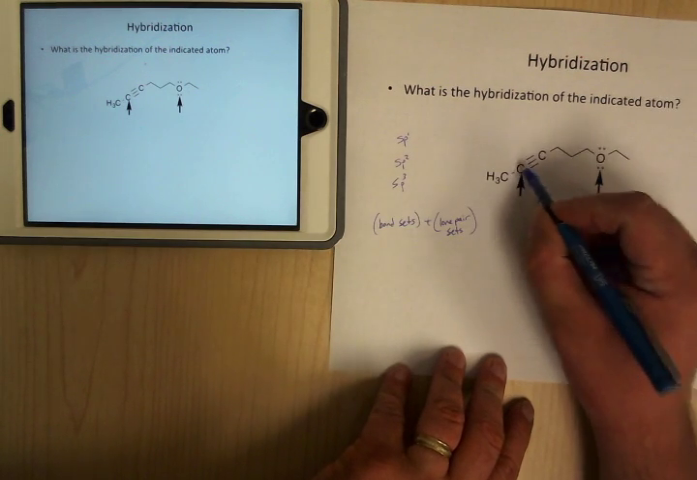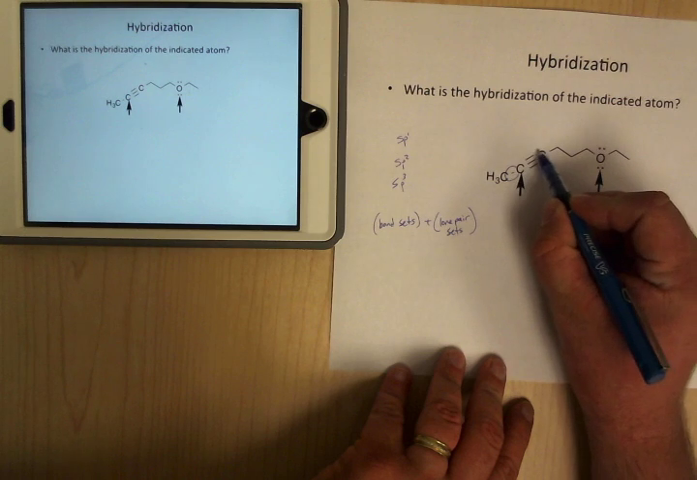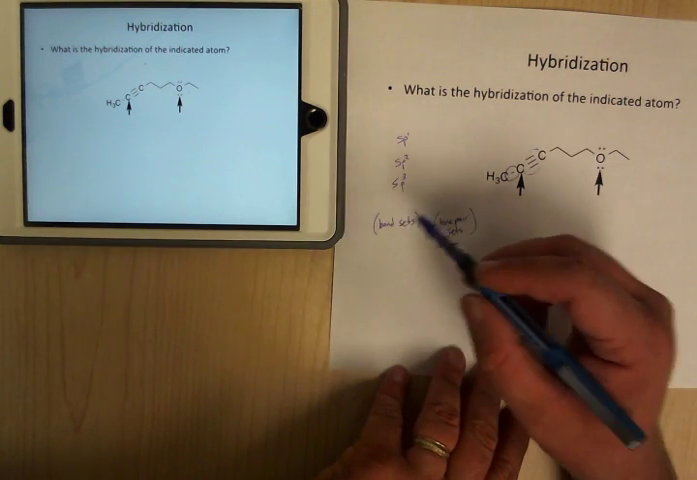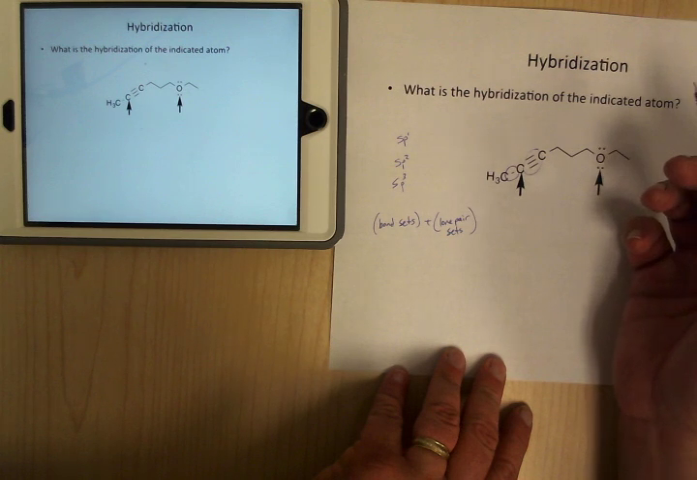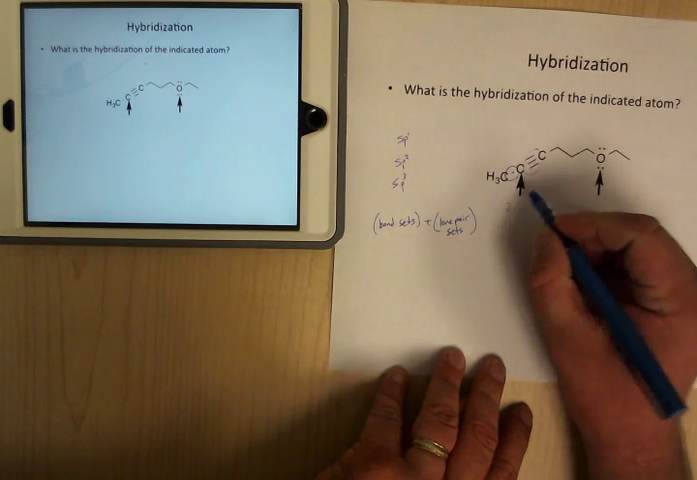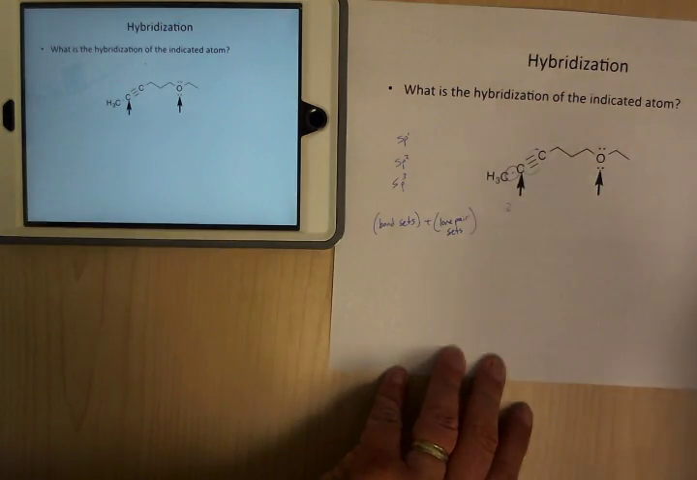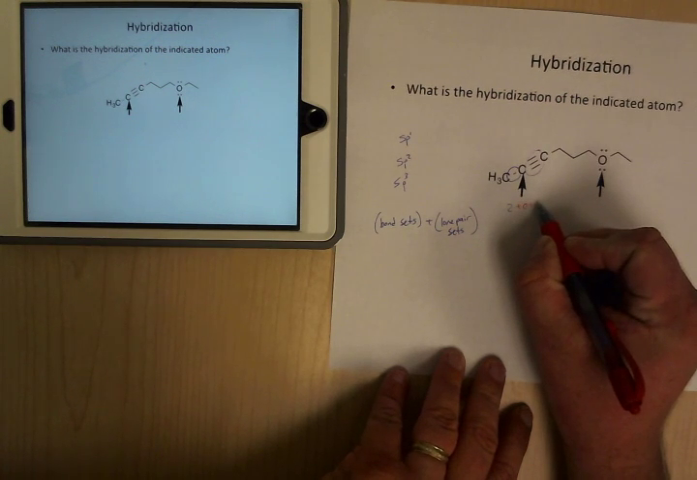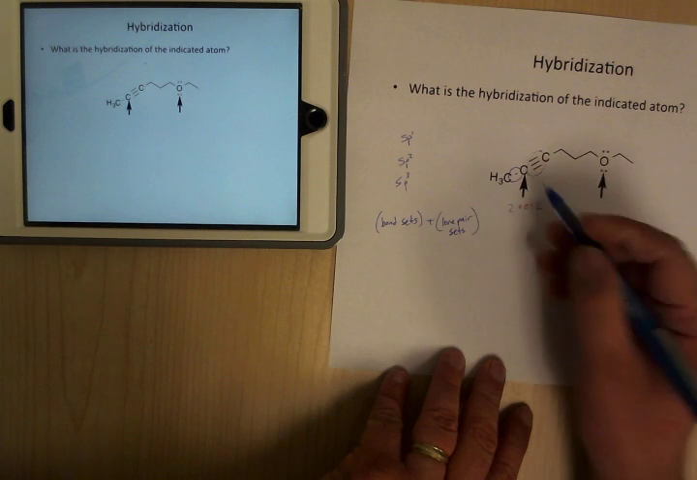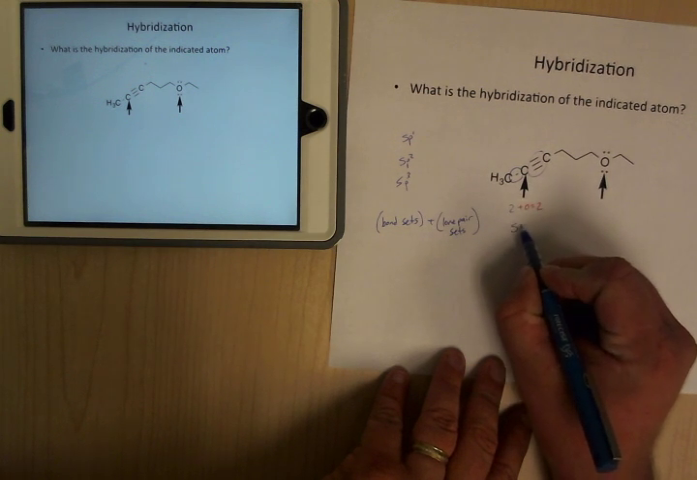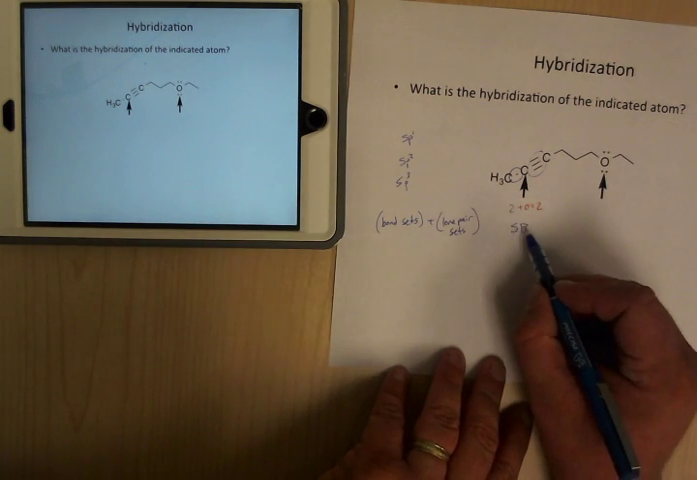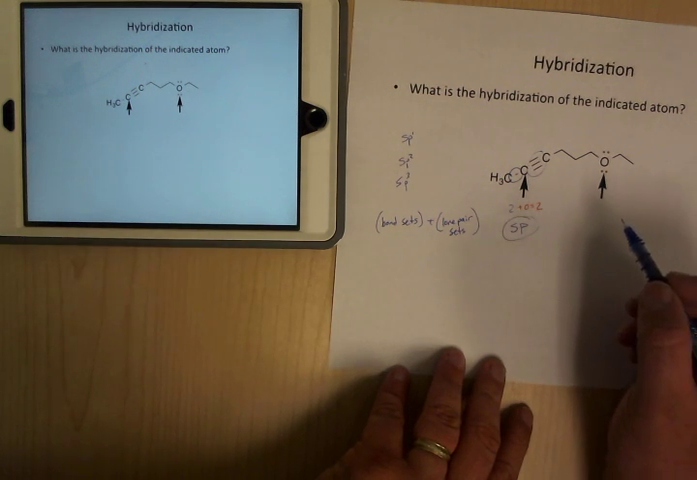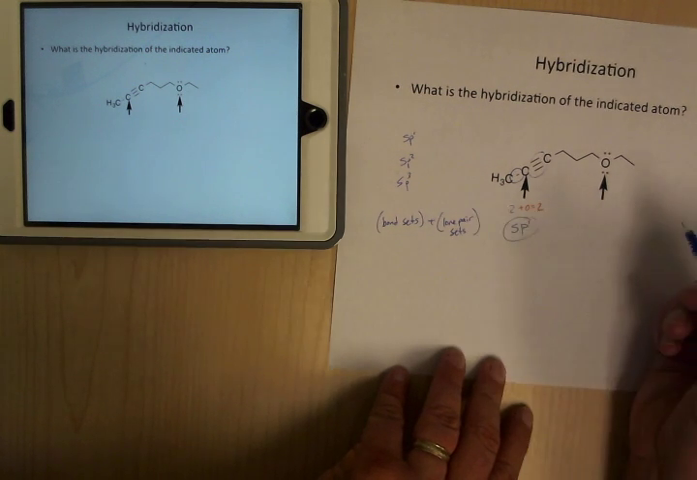So for this carbon here, there's 1 and 2. For the bond sets, we consider single, double, and triple bonds all equivalent. So here we have two bond sets, with no lone pairs. So the final answer is 2. That means we need letters S and P. So it's S, and then to make the second letter we just add 1 P. So it's an SP orbital, or you can think of it as SP1.